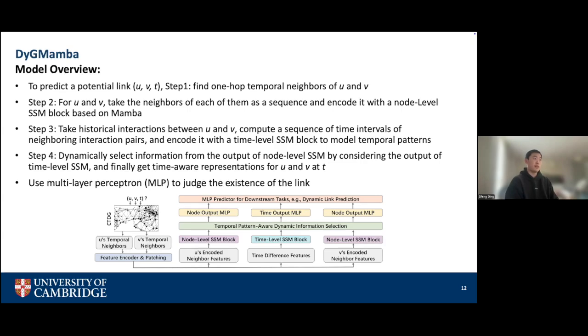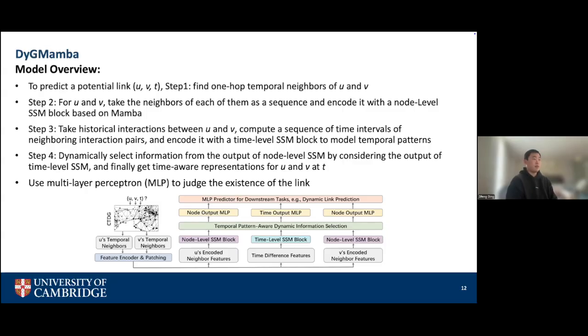a node-level SSM. And then we take the historical interactions between U and V and compute a sequence of time intervals of neighboring interaction pairs, which is about temporal patterns. And then we encode it with another SSM block. We call it the time-level SSM, to model temporal patterns.